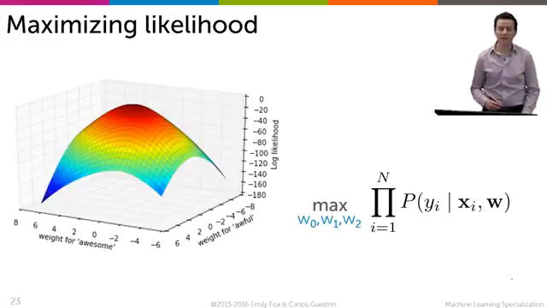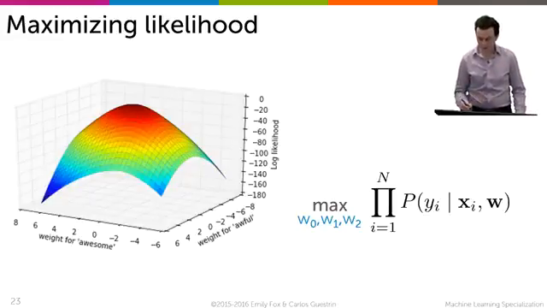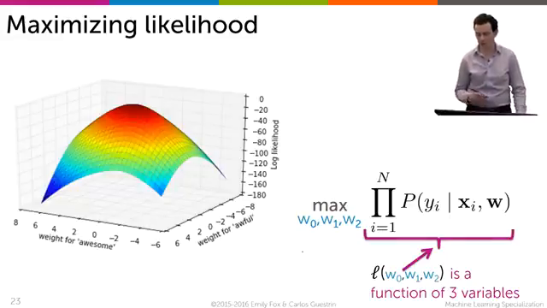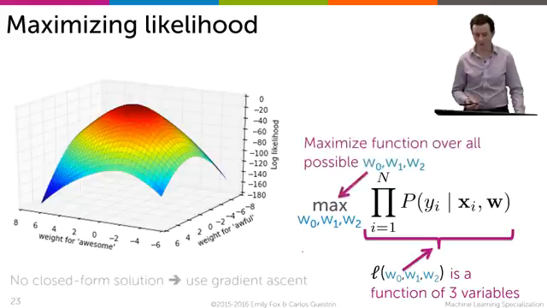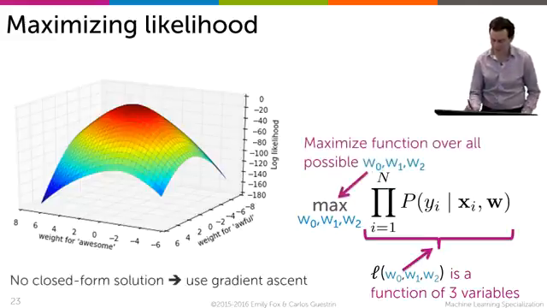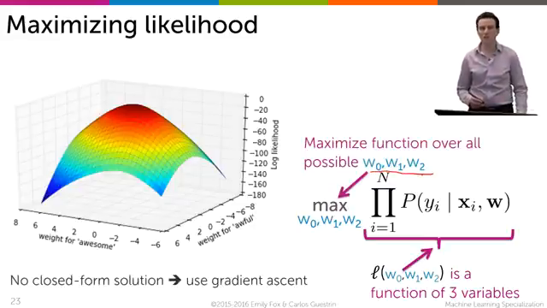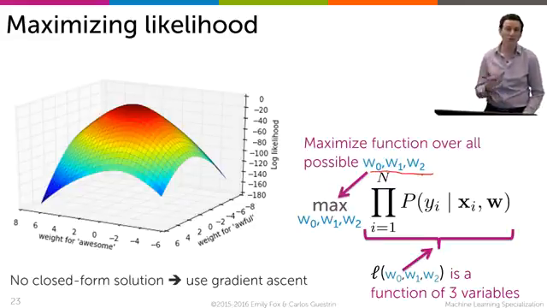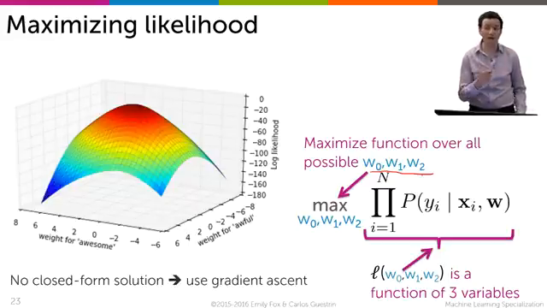So as a quick review, we have our likelihood function, and we want to find the parameter values that maximize this likelihood function. So this is a function of W0, W1, W2, 3 parameters in this little example over here. And we're trying to find the maximum over all possible parameters, W0, W1, and W2. And there's infinitely many of those. So if you try to enumerate, it would be impossible to try them all.